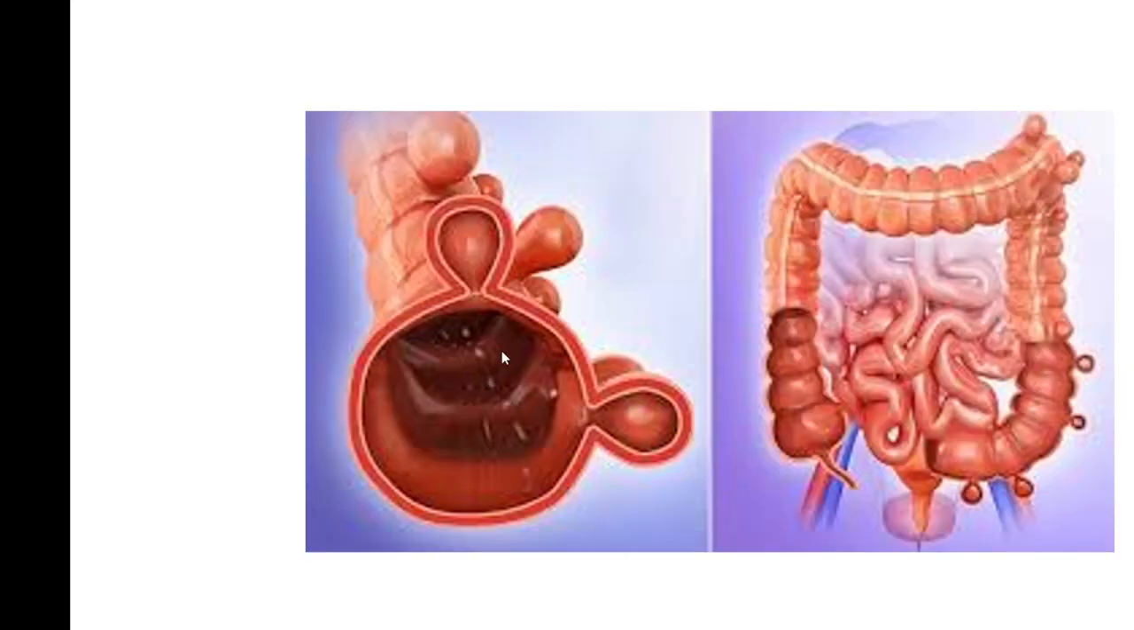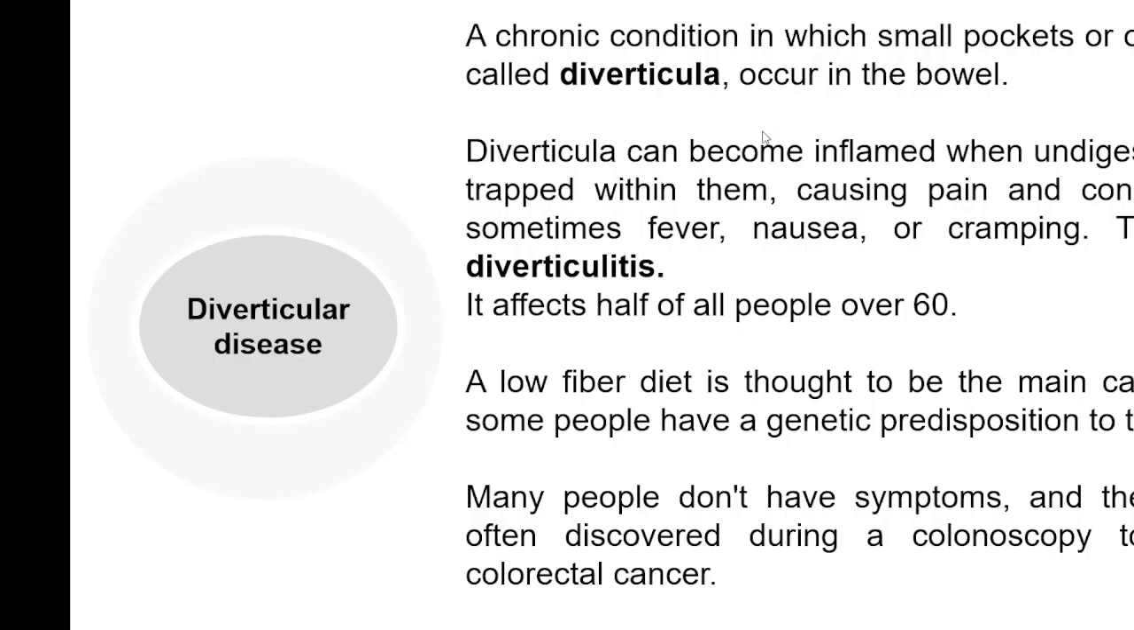See here that when food or semi-digested food is moving through the intestine, some of the food can enter these pouches, where it remains, so proper digestion may not take place. So diverticula can become inflamed. Inflammation happens when bacterial attack develops. When undigested food gets trapped, it causes pain and constipation, and sometimes fever, nausea or cramping. This is called diverticulitis. It affects half of all people, especially in old age.